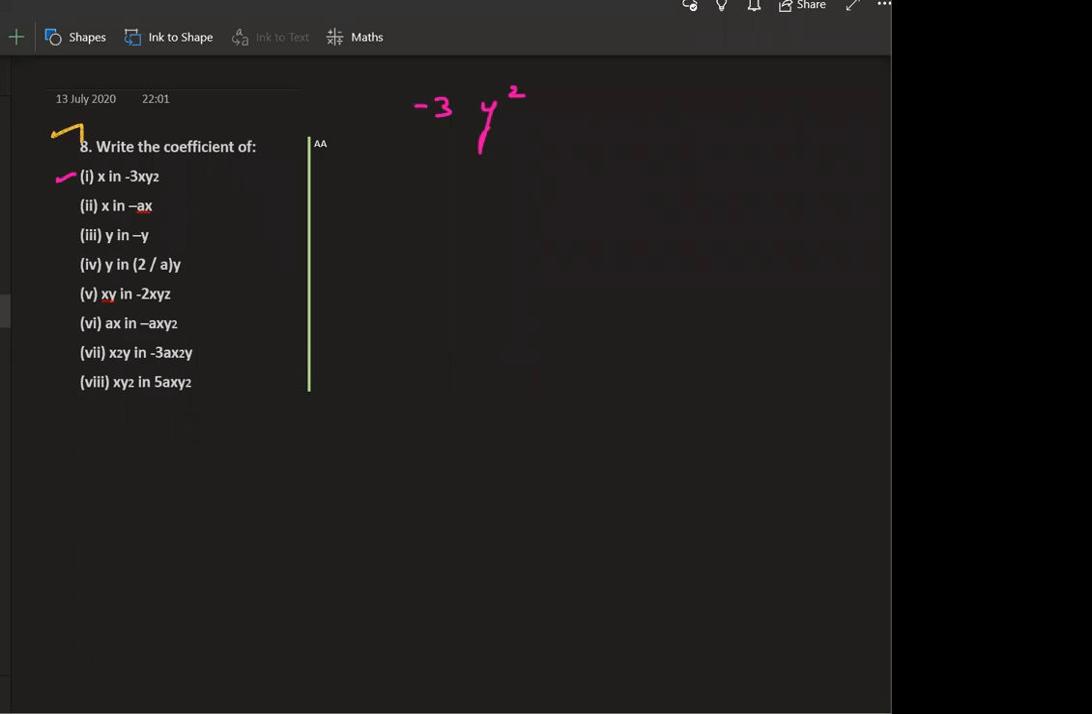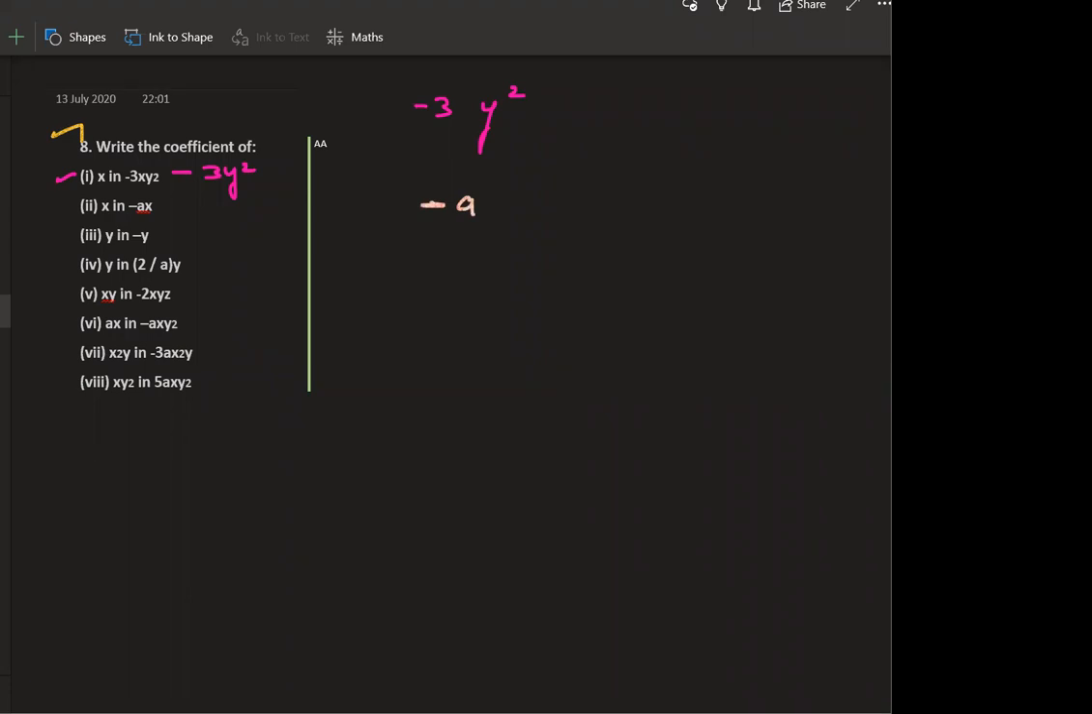Okay. So the answer is minus 3y square. Very good. Next, what is the coefficient of x in minus ax? In minus ax, coefficient of x. So remove x, you will get minus a only.